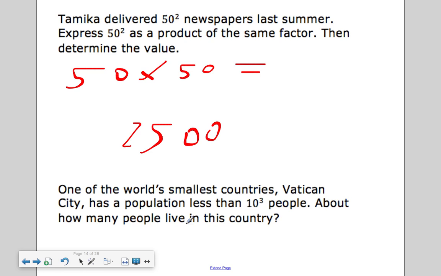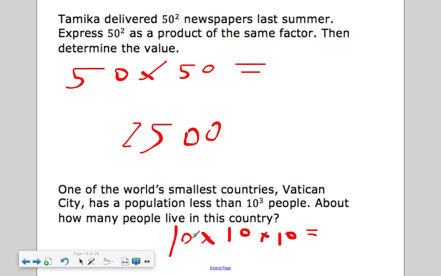And one of the world's smallest countries, Vatican City, has a population less than 10 cubed. How many people live in this country? If you don't know, some of you may have gone there. Vatican is in the heart of Rome. Hopefully I will be able to go there this summer. We'll see. So 10 cubed, 10 is the base.